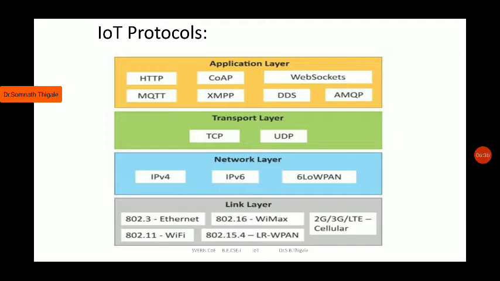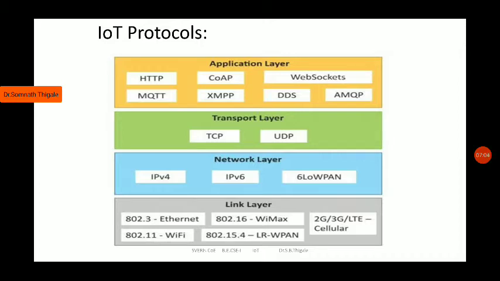As far as the network layer is concerned, we have options like Internet Protocol version 4, version 6, then 6LoWPAN, low power wireless personal area network. In the case of the transport layer, we have TCP, that is Transmission Control Protocol, which is connection oriented.